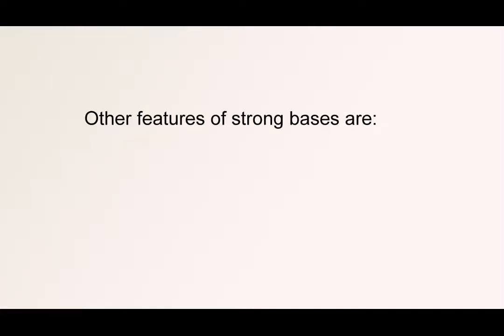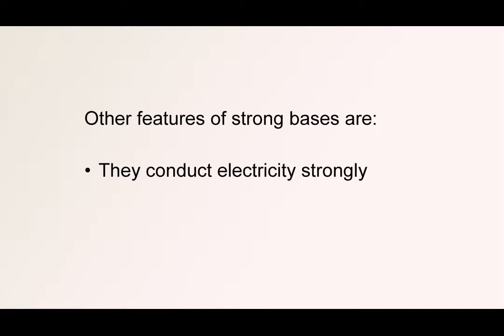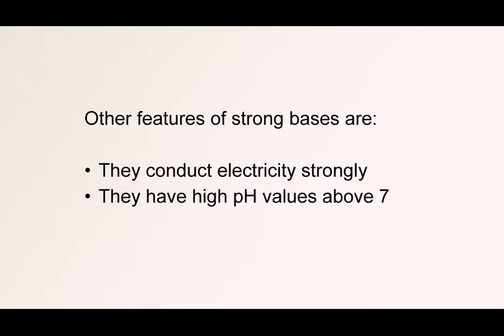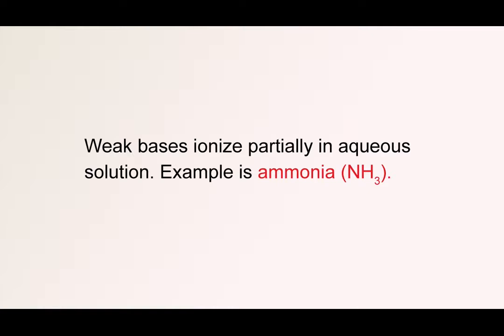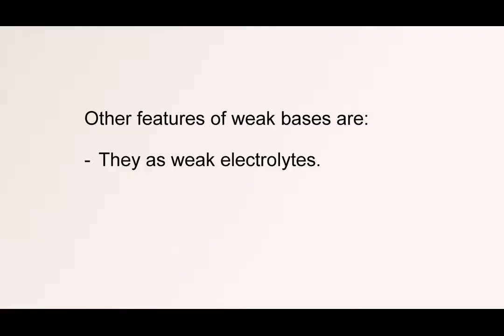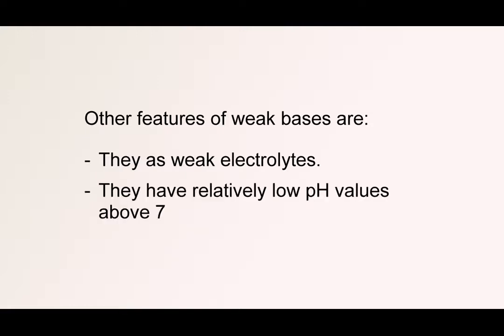Other features of strong bases are they conduct electricity strongly. They have high pH values above 7. On the other hand, weak bases ionize partially in aqueous solution. Example is ammonia, NH3. Other features of weak bases are they are weak electrolytes. They have relatively low pH values above 7.